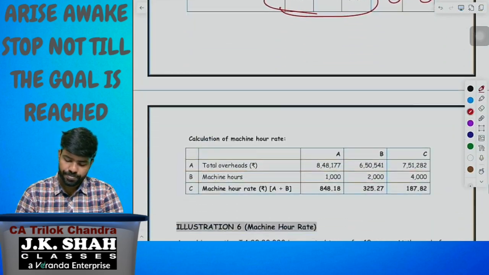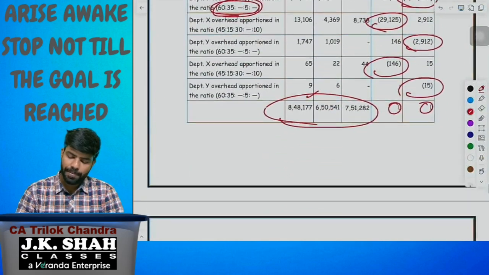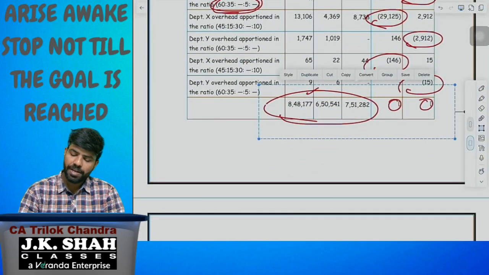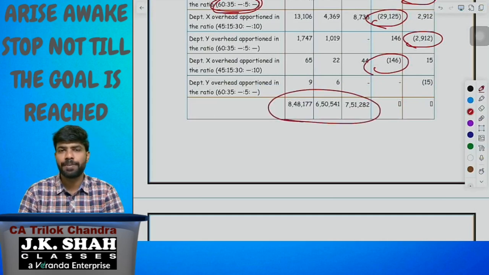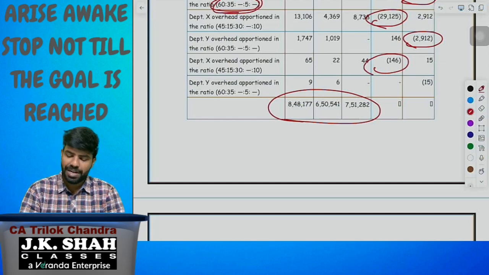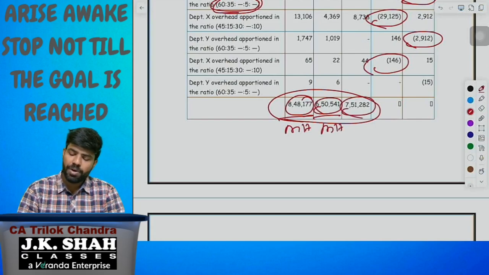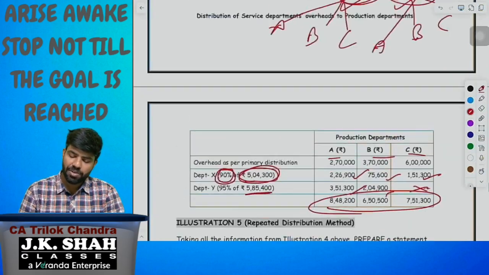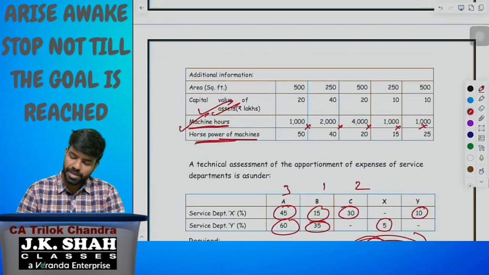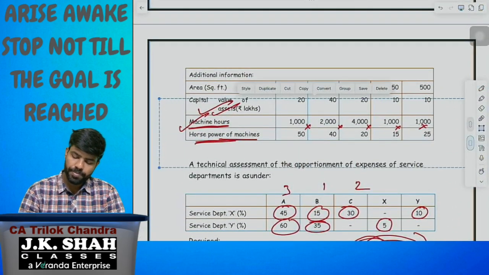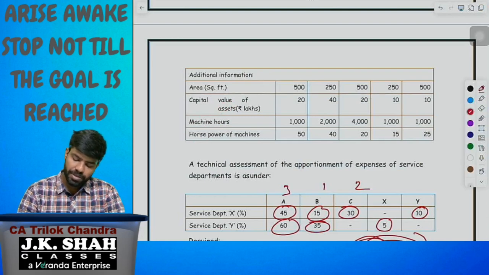Next. Here they are asking, after doing the secondary distribution summary, the entire cost is accumulated in A, B, C. Now they are asking to calculate machine hour rate. How to calculate machine hour rate? Overheads divided by machine hours of A, overheads divided by machine hours of B, overheads divided by machine hours of C. They have given machine hours in the question. Look at here. That is 1000, 2000, 4000.